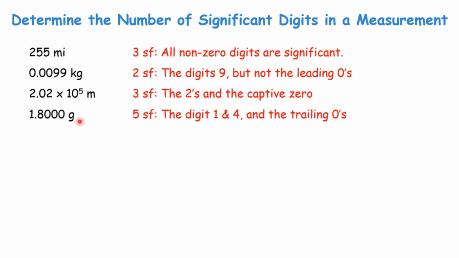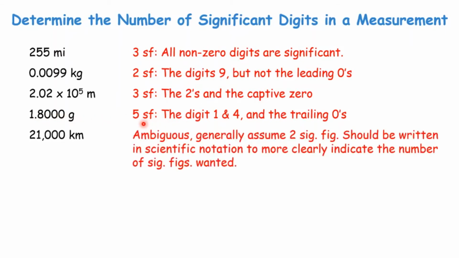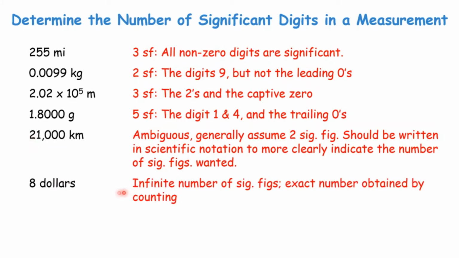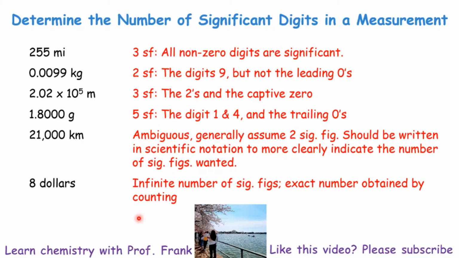1.8000 grams, there are 3 ending zeros. You need to take a look whether there is a decimal point. There is one, then ending zeros are significant. That's why 5 sig figs in this case. 21,000 kilometers, no decimal point, so therefore it is ambiguous, okay? Generally, we just assume 2 sig figs because of these 2 non-zero digits. $8, that's obtained by counting, so therefore sig figs do not apply.